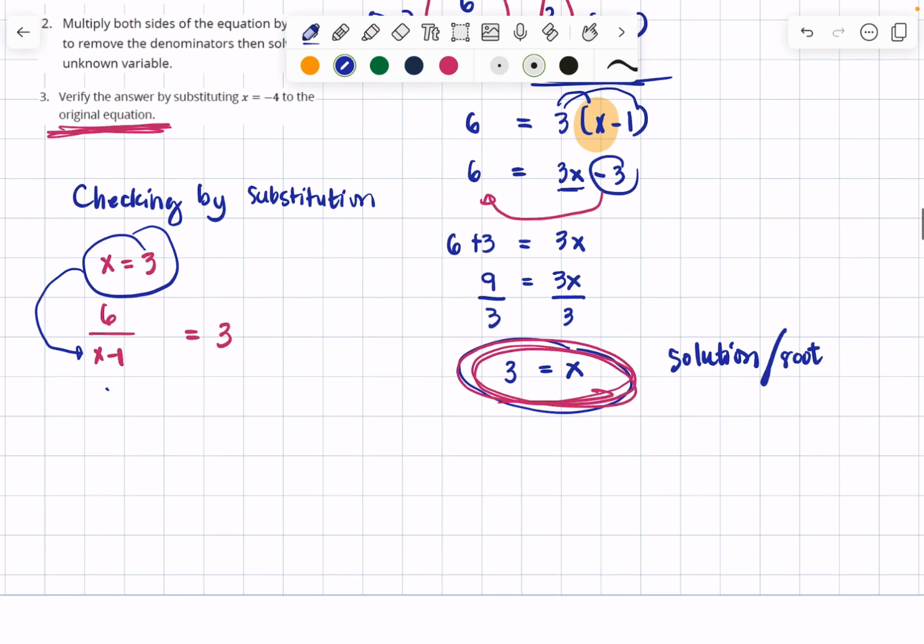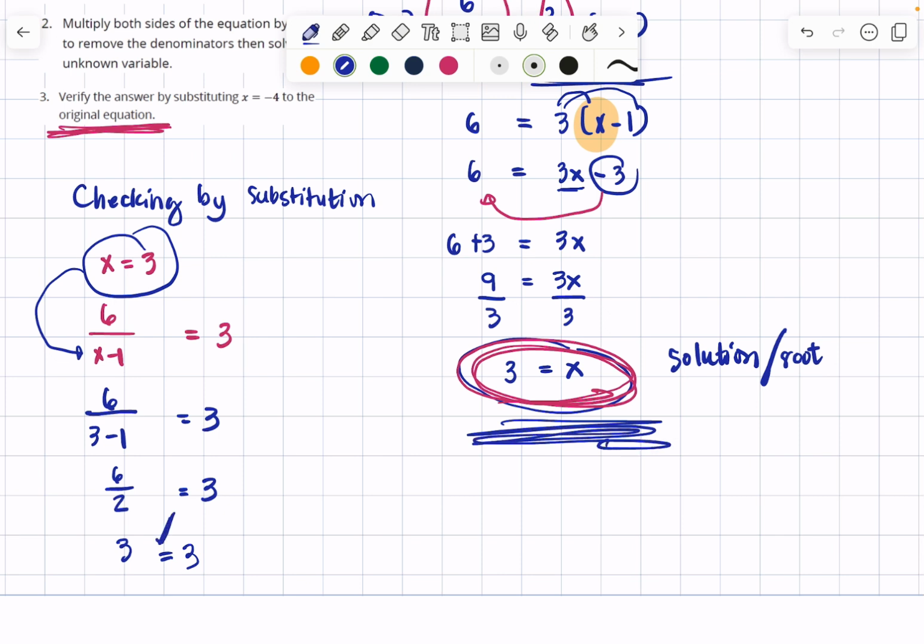So we will have 6 over 3 minus 1 is equal to 3. This becomes 6 over 2 equals 3. 6 divided by 2, that is 3, is equal to 3. So your solution, which is 3, satisfied your original equation. That means x is equal to 3 is your final solution or root. So that's how you will get your solution.